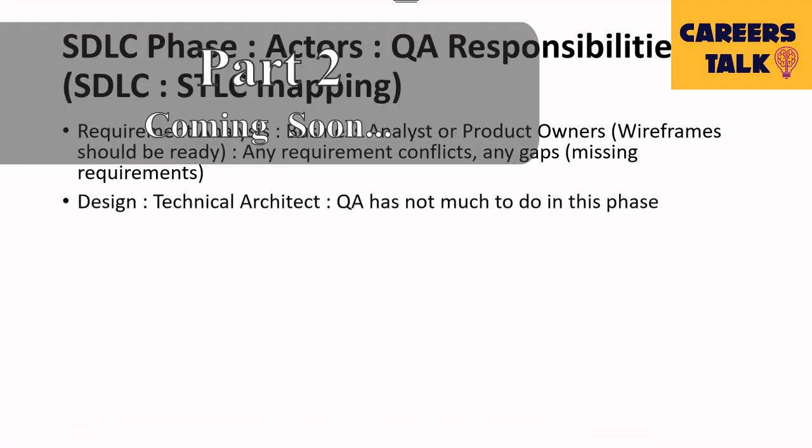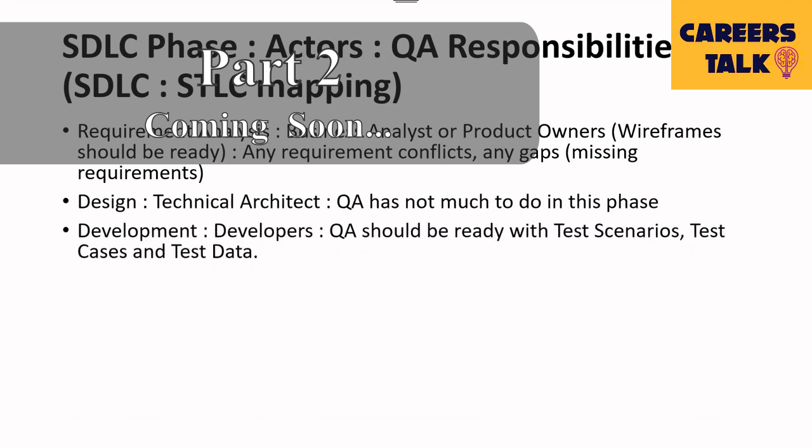Second phase is design. And who's going to do that? Technical architect. And QA is not having much to do in this phase. And the third phase is the development phase. Who's going to do that? Of course, developers, right? And QA should be ready with test scenarios, test cases, and test data, friends. Don't wait till the testing phase. See, in Agile, there is nothing like, okay, wait till the testing phase comes. Everything has to start before the developer gives you the build and says, fine, take this, start testing. You should have test scenarios, test cases, and test data ready, friends.